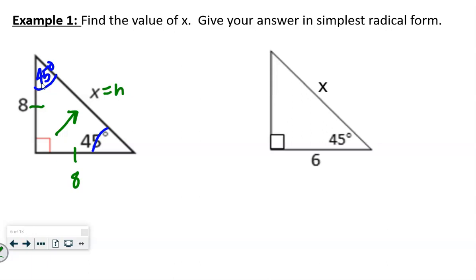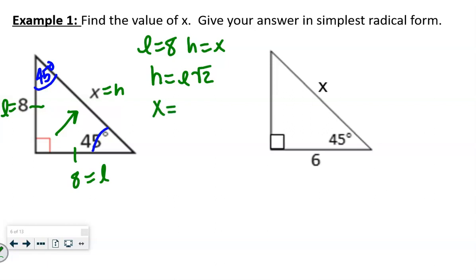So now, this is a leg, and that's equal to 8, and this is equal to 8. So our leg is equal to 8, and our hypotenuse is equal to x. Our one and only formula, again, is h equals L times the square root of 2. We're going to write that over and over again today, just so you can memorize the formula, okay? Now we're just going to populate that formula. Substitute the x in for the h, and substitute the 8 in for the L. So that's our answer right there: x equals 8 square root of 2.